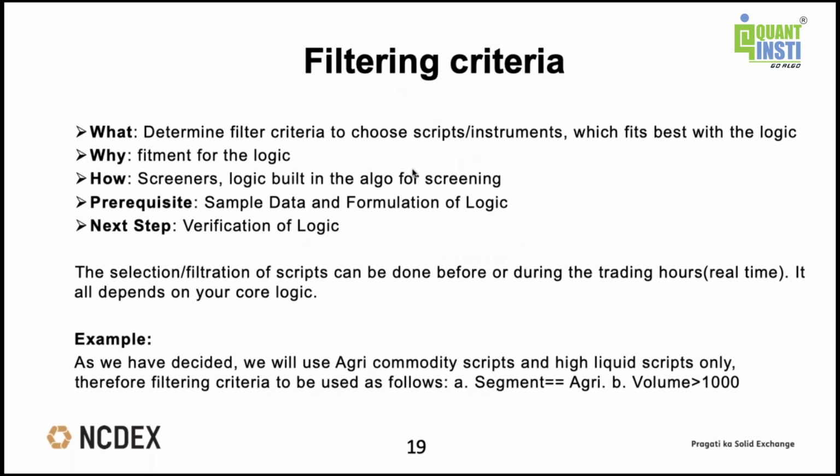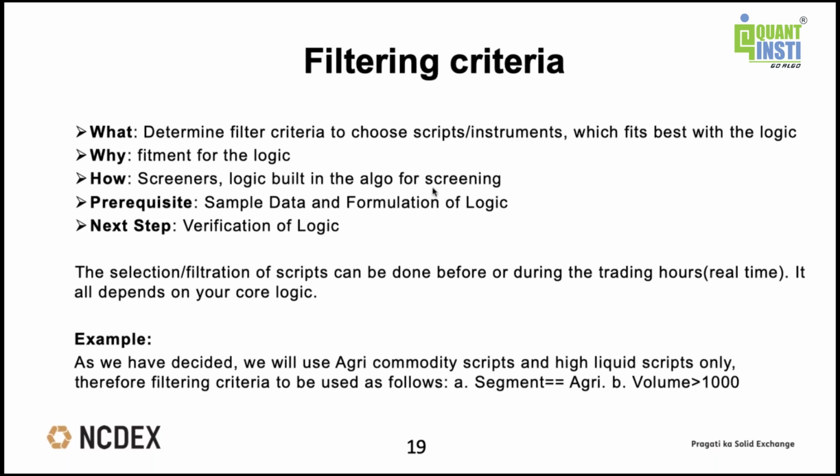Now the next stage. We have decided what the trading idea is and what logic we are going to use. So let's discuss the next stage, that is the filtering criteria. We have already decided the segment, that is agricultural commodities. Now we have to decide on which commodity or which instrument we will apply that logic.